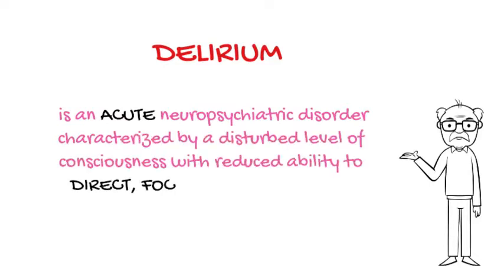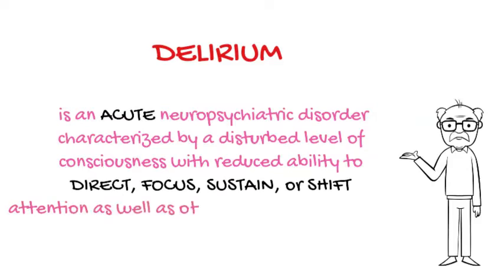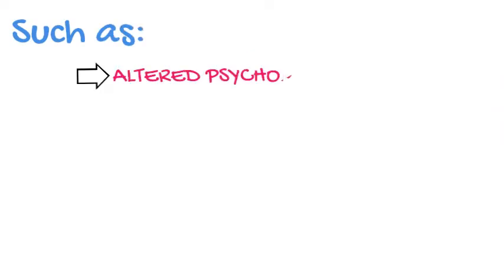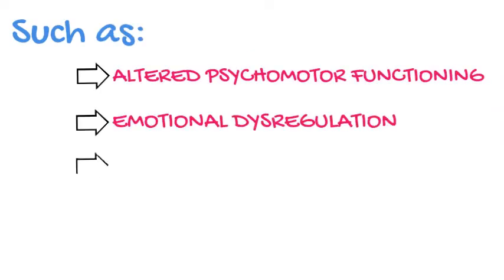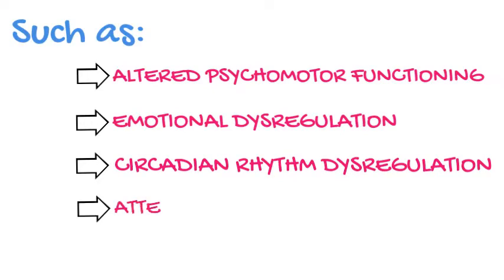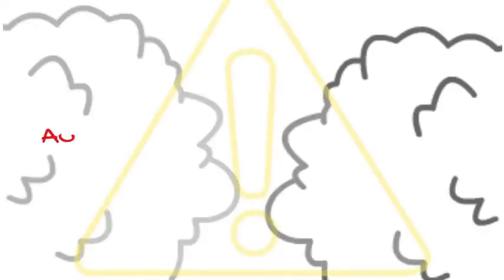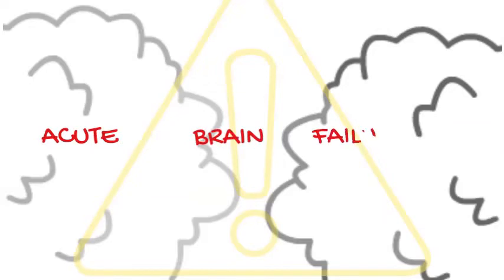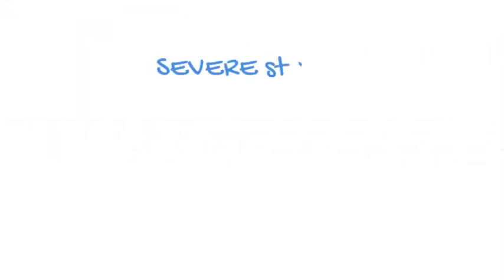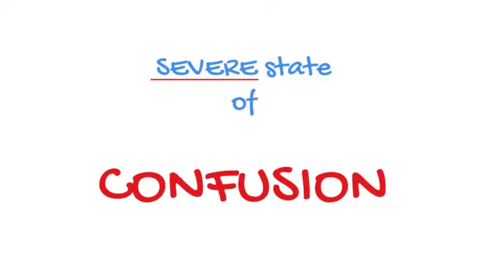As defined by the DSM-5, delirium is an acute neuropsychiatric disorder characterized by disturbed level of consciousness with reduced ability to direct, focus, sustain, or shift attention, as well as other cognitive disruptions, such as altered psychomotor functioning, emotional dysregulation, circadian rhythm dysregulation, attentional deficits, and cognitive deficits. This disruption of normal neuronal activity is secondary to systemic disturbances leading to acute brain failure. In other words, delirium is a severe state of confusion.